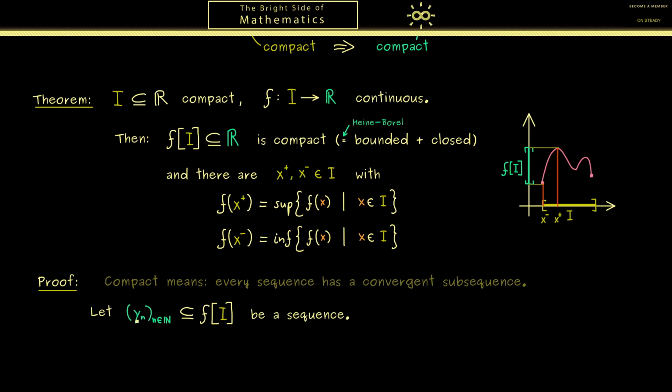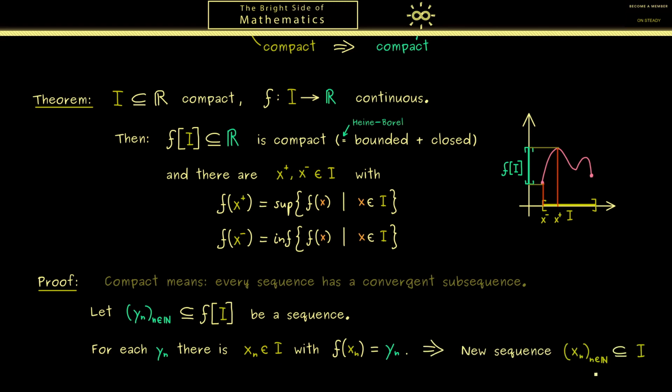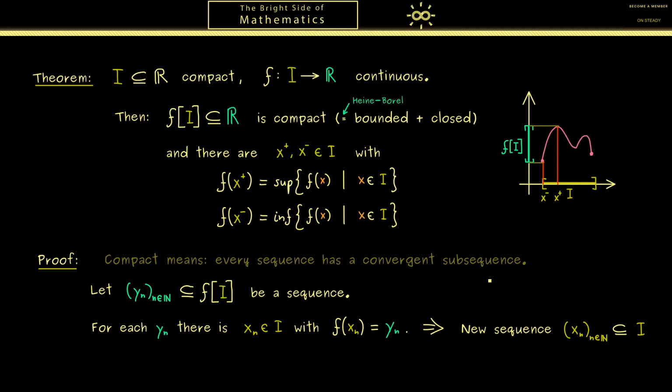Now, since y_n is in the image, we simply know by the definition of a map there is a point x_n that is mapped to y_n. And of course, this whole reasoning here works for all y_n. Which means we get a new sequence with elements from I. And that is something we can work with because I is compact by assumption. More concretely, the definition of compactness now tells us that this sequence has a convergent subsequence.